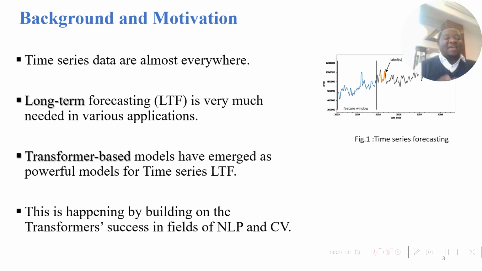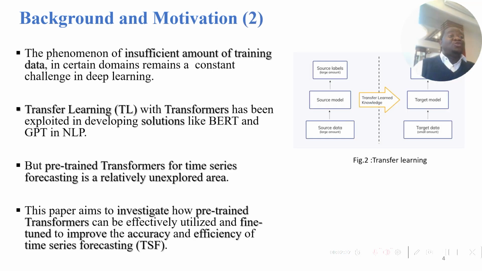Fortunately, transformer-based models have emerged as powerful models for time series long-term forecasting. But the transformers did not start in time series. The use of transformers started in natural language processing and computer vision. Now we are talking about ChatGPT, which is based on the transformer architecture. So transformers are well advanced in natural language processing and also in computer vision. Now they are starting to be used in time series forecasting.